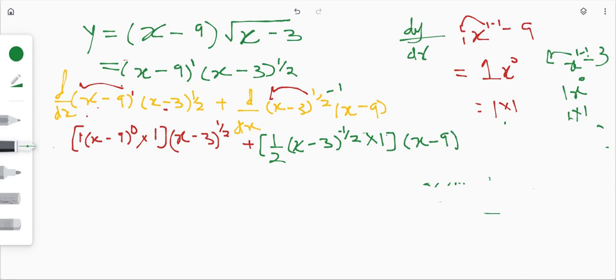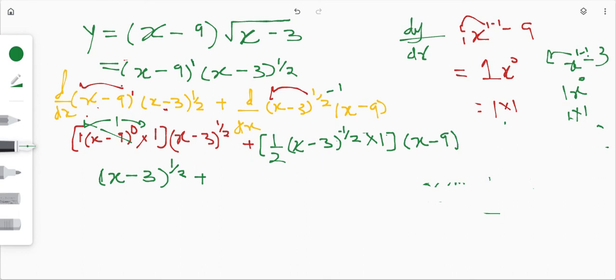Wonderful. X minus 9 to the power 0 is 1. So we say 1 times 1 times 1, we get 1. Times x minus 3 to the power half, we remain with x minus 3 to the power half, plus.